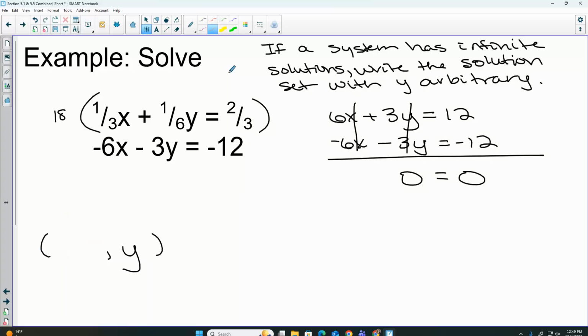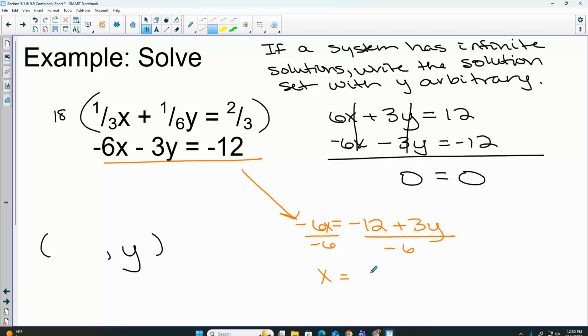So we're just going to take one of these two, so I'll just go with the second one, and I want you to solve for x. So if I were trying to get x by itself, I would add over my 3y, and then divide by -6. So x is 2 minus 1/2 y. And that's what we write in the ordered pair. So it's basically giving yourself a formula for how you would find the points.